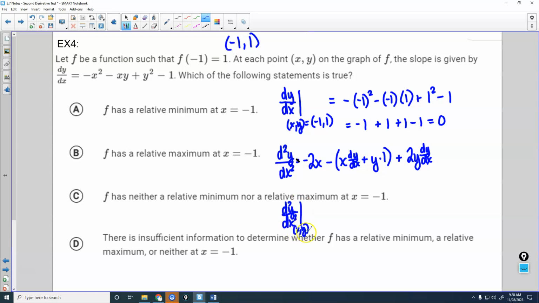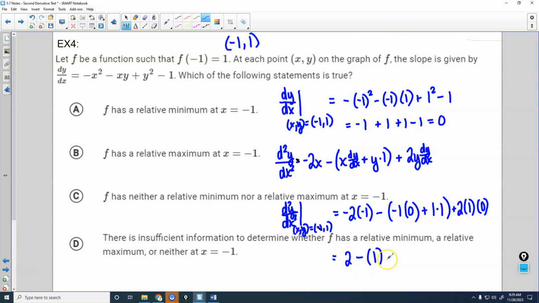So x, y equals negative 1, 1. And so I will have negative 2 times negative 1 minus negative 1. What is dy/dx at this point? It's 0. So I'm going to plug in 0 for my dy/dx. Plus 1 times 1, plus 2 times 1 times 0. So I'll get positive 2 minus, that's going to be 0 plus 1, so I'll just be minus 1 plus 0, so I'll get 1.